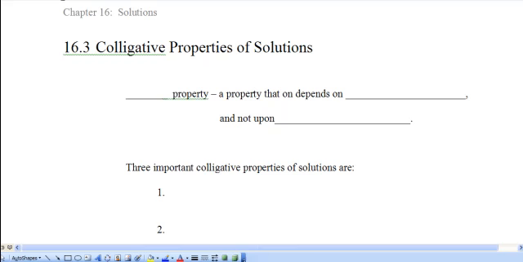And welcome to 16.3 Colligative Properties of Solutions. In this section we're going to define what colligative properties are and why we observe them. So first things first, what is a colligative property?